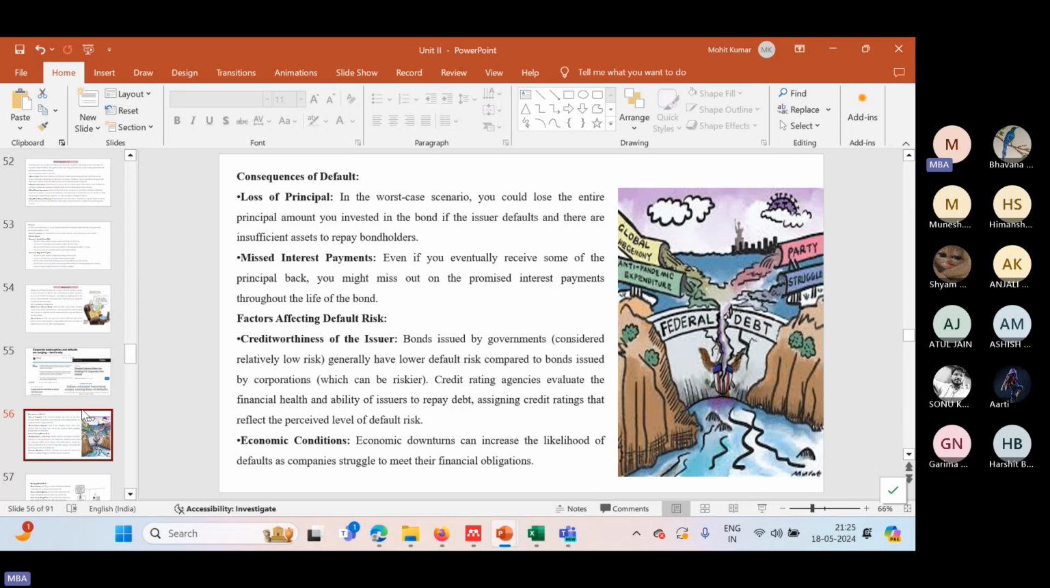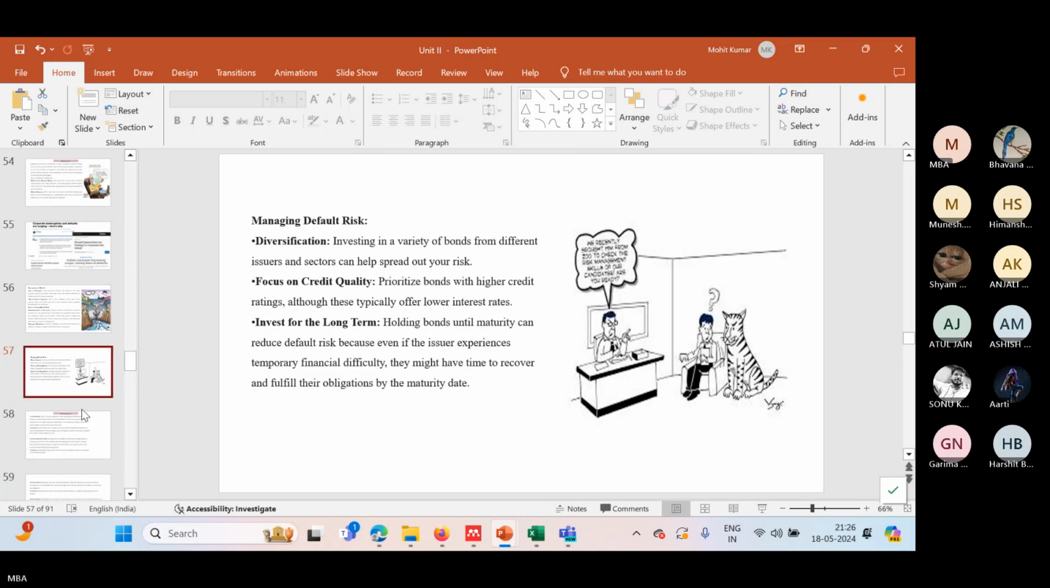Then economic conditions also we discussed. If the economic condition is going bad or the economy is not doing properly, then there are chances that you may lose, or the default probability may be high, which is happening now also. The IL&FS case, I think I discussed with you. I shared that article with you already, right? Today also I'll share it again. Then you have how to manage default risk.